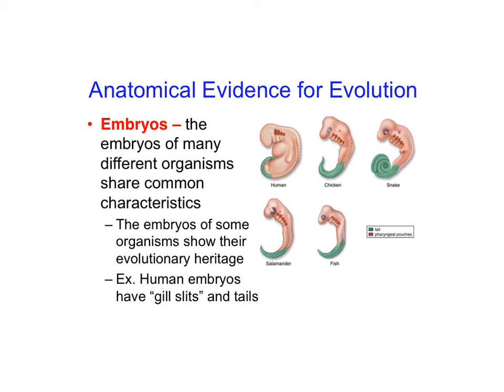And then the other is, it says here, pharyngeal pouches or gill slits. So here we have in the human, gills. Salamander, fish, chicken, and snake all show these gills that later disappear, but sort of show us that we were related at some point to fish. That fish have gills and we have these gills.